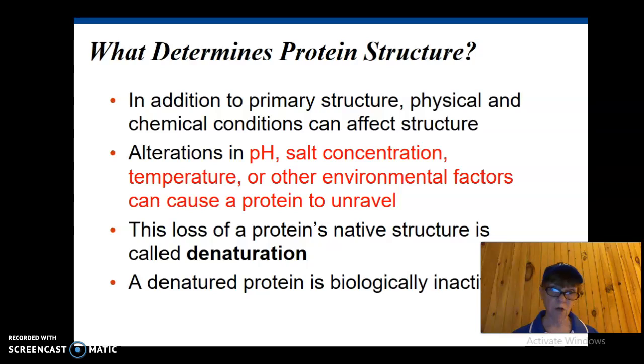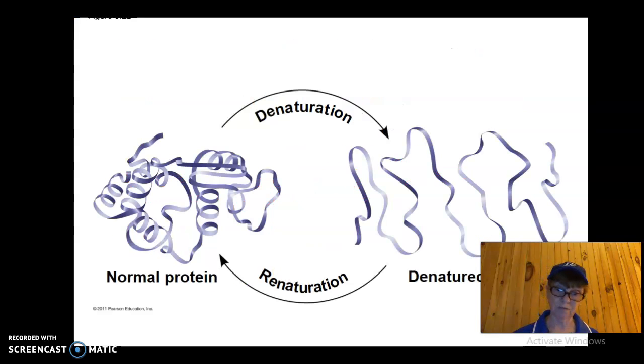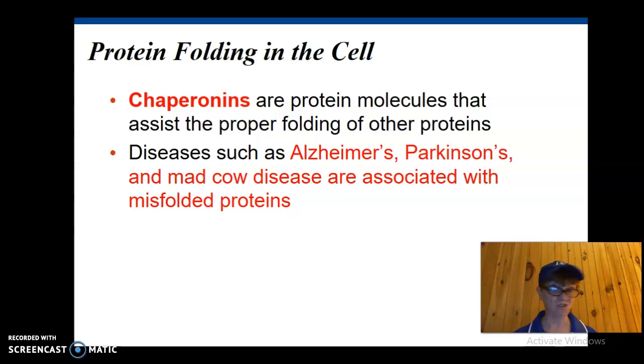So we've talked about what can affect that protein structure. pH, salt concentration, so too much salt in the body, temperature, all of those are what we call, I've said this several times now, denaturing. That means breaking it down, and they do not fix.